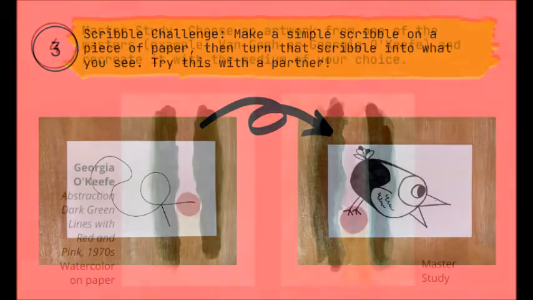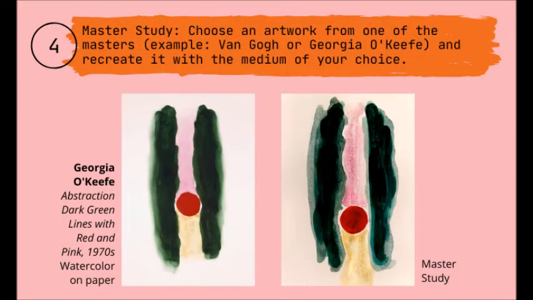Activity number 4 is creating a master study. So basically, choose an artwork from one of the masters. So somebody who is well known and famous in art history, or maybe just an artist that you really like, and look at their painting, drawing, whatever it is, and just copy it.